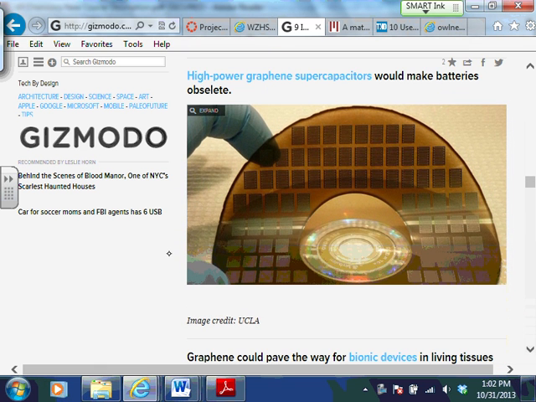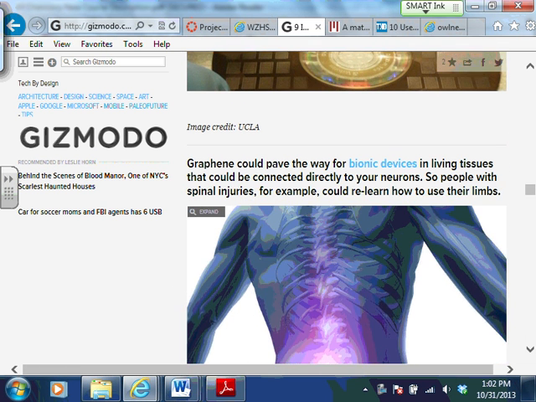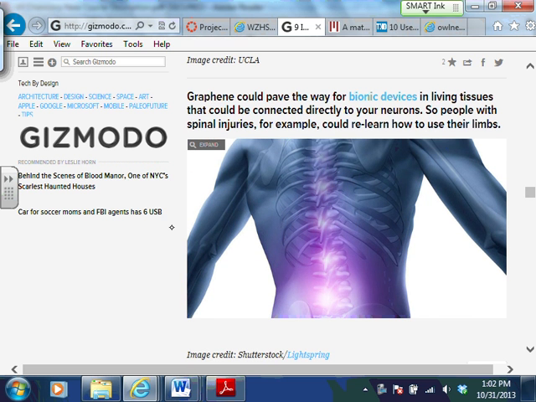High-power graphene supercapacitors could make batteries obsolete, so this could be the new way that we power all of our electronic devices. And possibly bionic devices, okay? I thought this was cool too. It could be connected directly to your neurons, so people with spinal injuries could relearn how to use their limbs. So a lot of really cool applications with this.